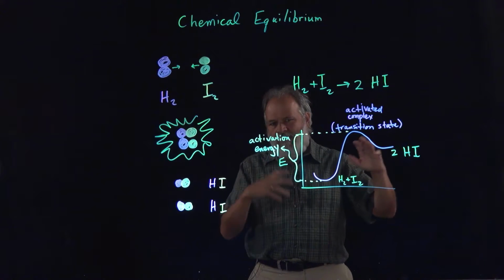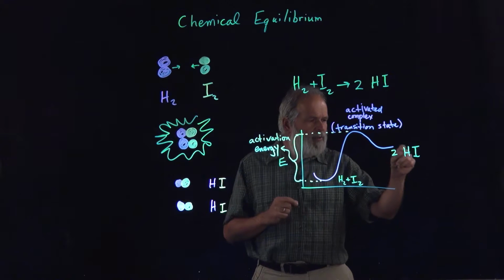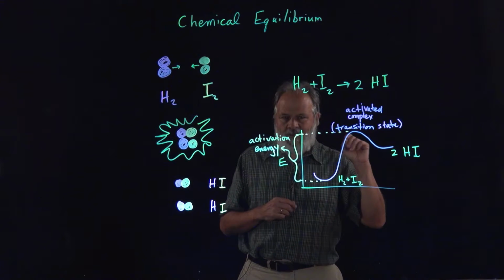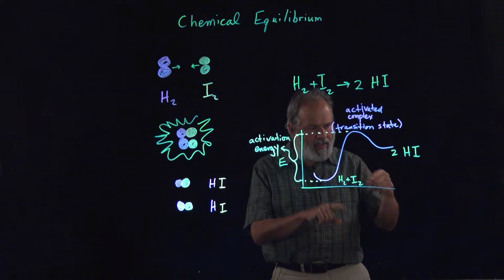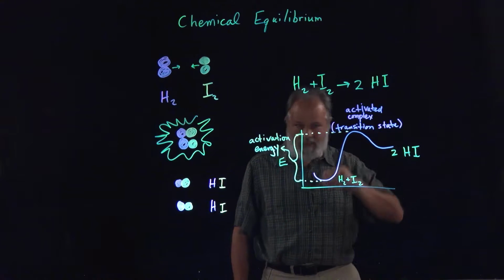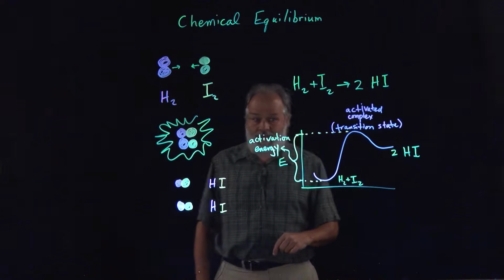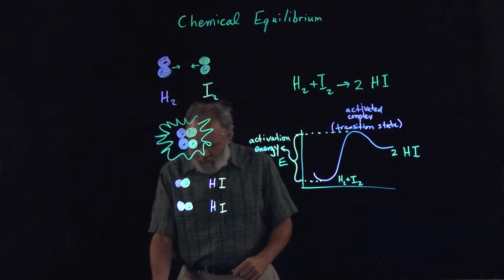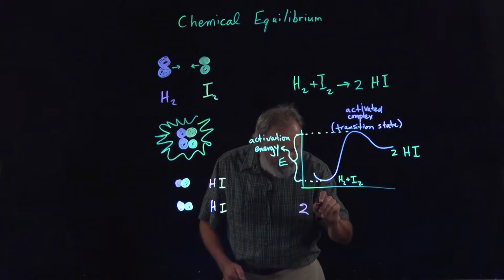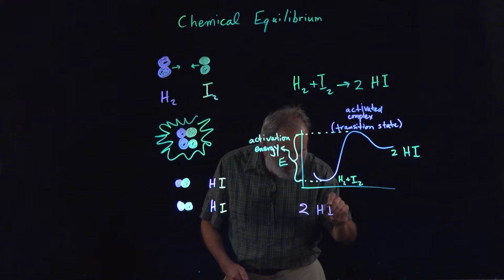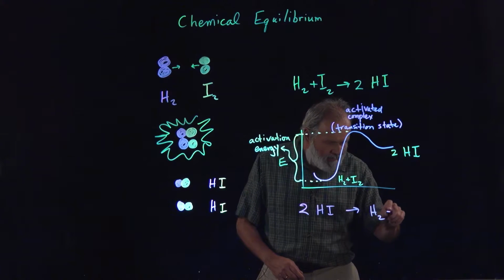They also have energy because they'll have a certain temperature and there will be a distribution of kinetic energies. Well, if two HIs collide with enough energy and in the right orientation where the hydrogens are together and the iodines are together, it only needs this much energy. Okay? It's actually a lot easier to go for the reverse reaction. So what a chemist does is write down, here's what happens. I can take two HIs, and when they collide, I'll get H2 and I2.